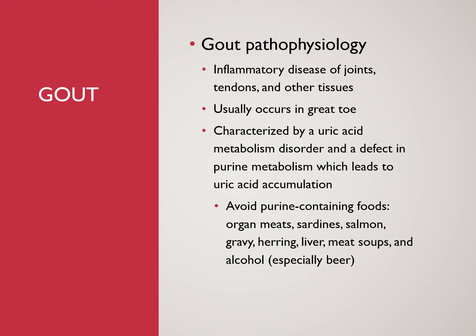Okay, so the pathophysiology of gout. It is an inflammatory disease of the joints, tendons, and other tissues. It's very painful. Usually occurs in the great toe. It is characterized by uric acid metabolism disorder and a defect in the purine metabolism, which leads to the uric acid accumulation. So we want our patients to avoid purine-containing foods, organ meats, sardines, salmon, gravy, herring, liver, meat soups, and alcohol, especially beer.